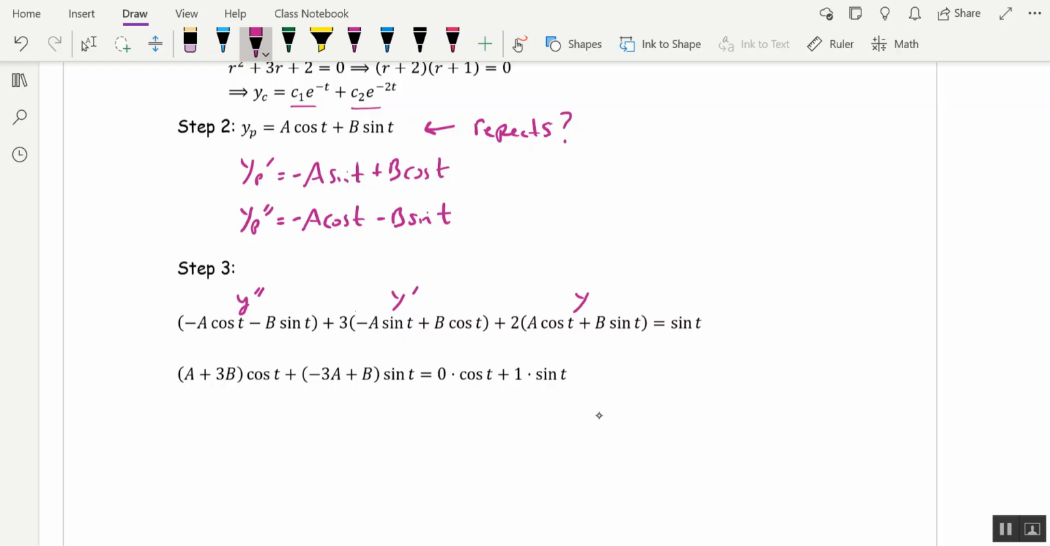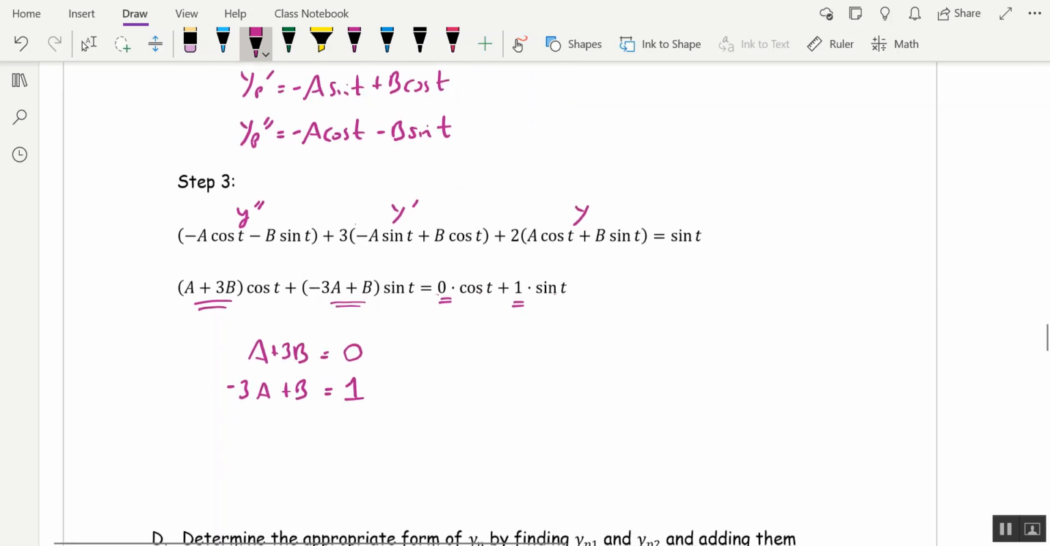And then on the right, I've got sine. I want to think of sine as 1 times sine plus 0 times cosine, because again, I'm going to equate coefficients. The coefficient of cosine on the left will be equal to the coefficient of cosine on the right. I said left and right, but I pointed in different directions, so sorry about that. The coefficient of sine on the left has to be equal to the coefficient of sine on the right. So this is going to give me 2 equations: a plus 3b should be 0, and negative 3a plus b should be 1.